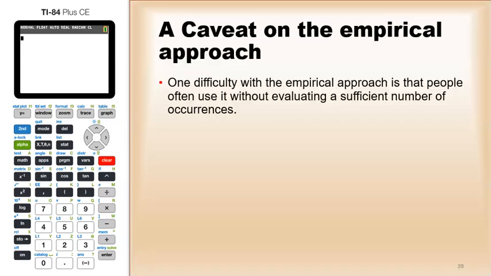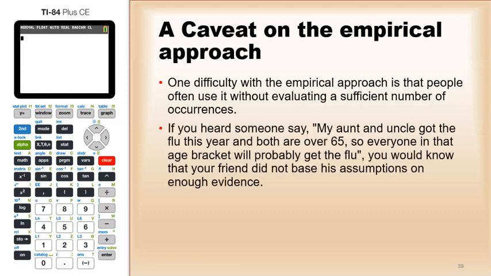A caveat on the empirical approach. One difficulty with the empirical approach is that people often use it without evaluating a sufficient number of occurrences. So if you heard someone say, like, my aunt and uncle got the flu this year and both were over 65, so everyone in that age bracket will probably get the flu, you would know that your friend did not base his assumptions on enough evidence.